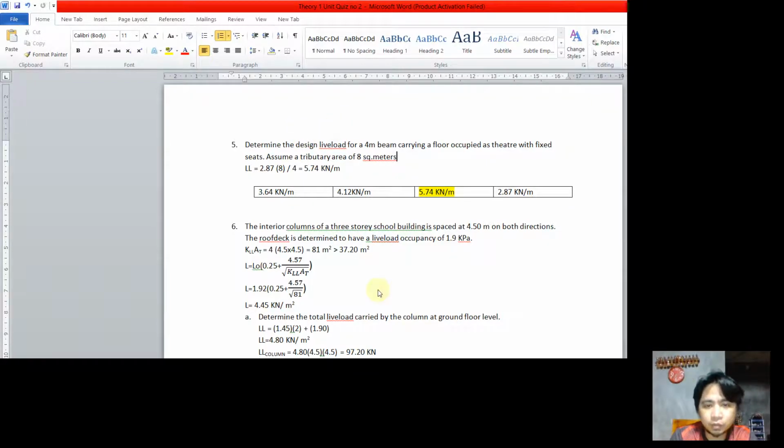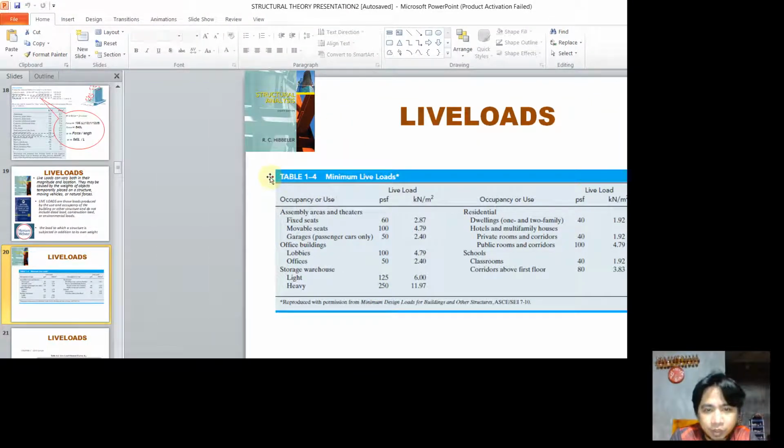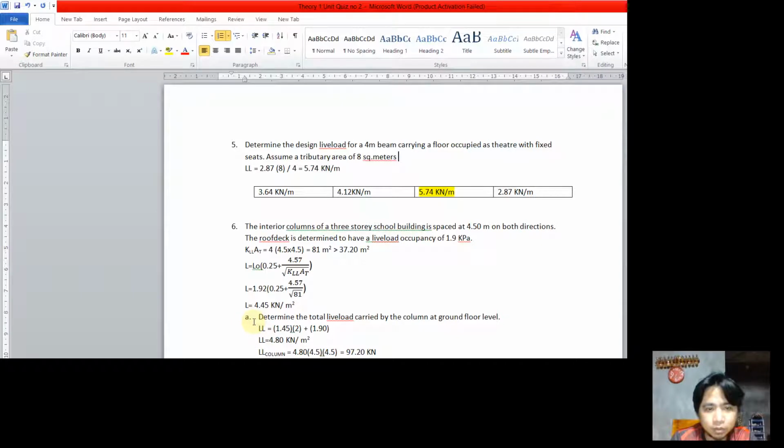So we refer to the table, so we can see here that the live load for a theater with fixed seats, we have 2.87 for SI and 60 PSF for English. So we use 2.87 as we are in SI units. So 2.87 times 8. 8 here is area. So the unit square meter will yield kilonewton.